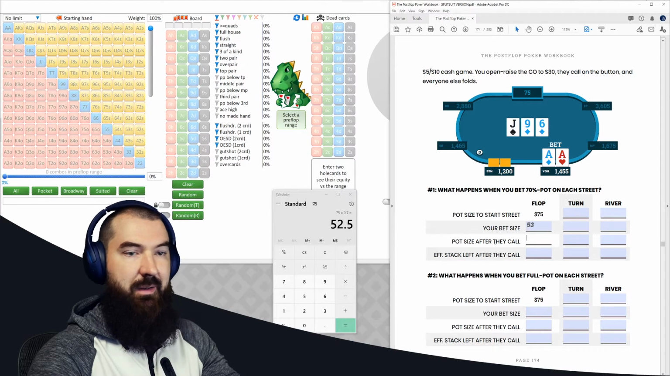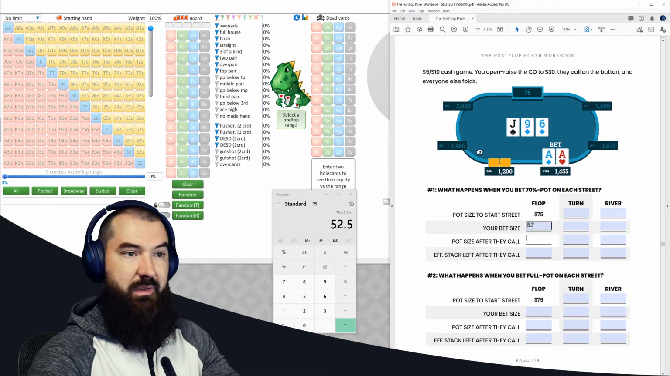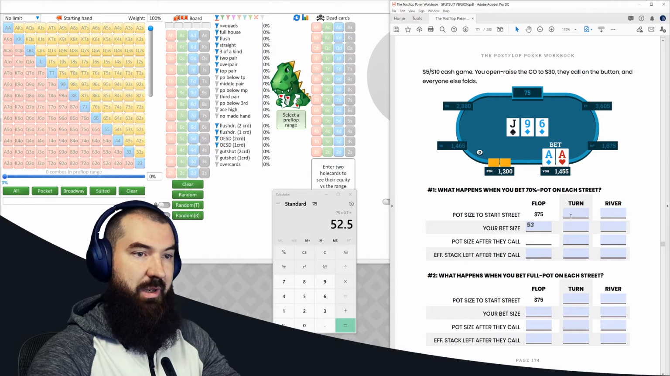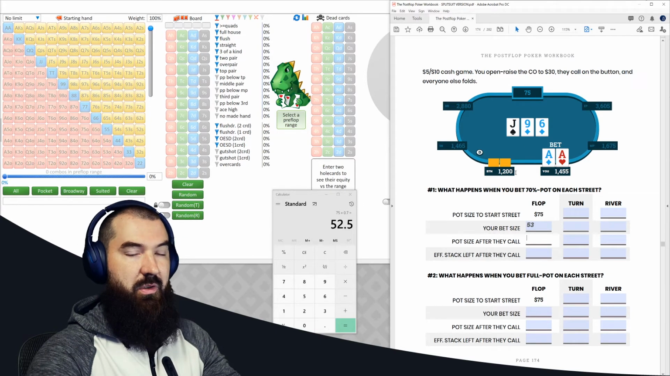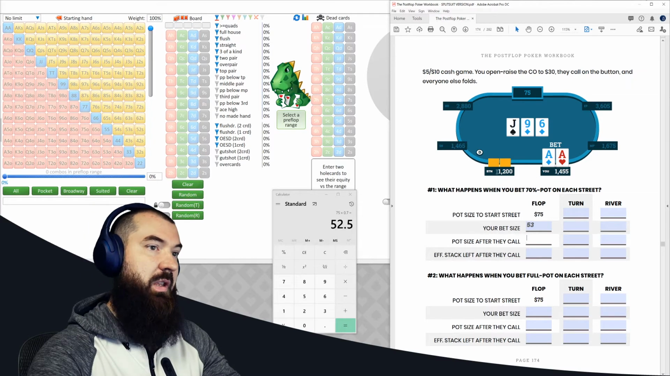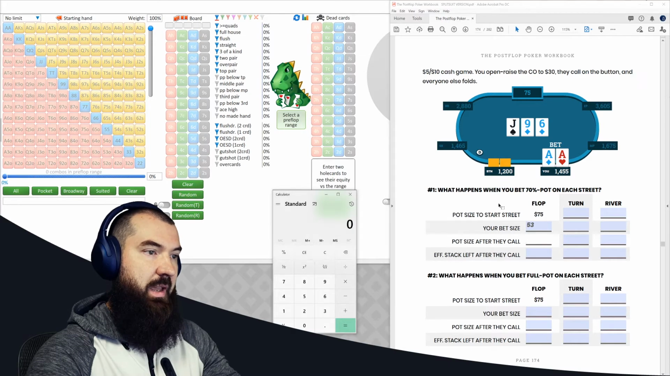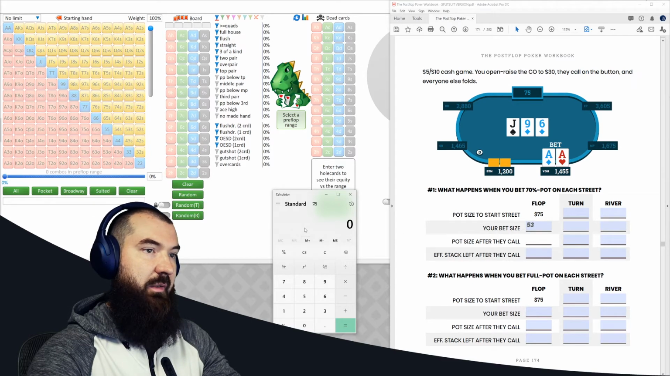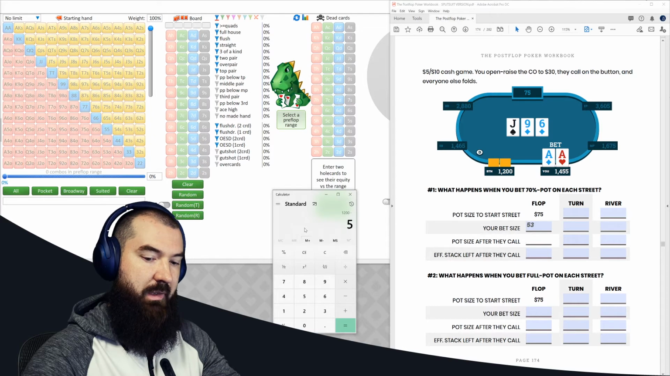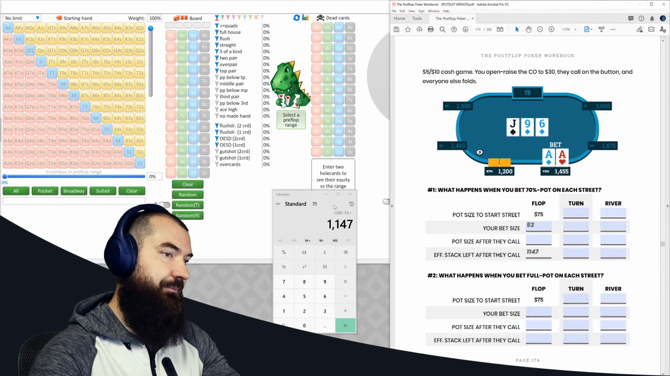And obviously the pot size after they call is going to be 53 times 2, right? Our bet plus their call, plus the original 75, and that's going to be the exact same number you get here that goes right here, pot size to start the next street. And then the effective stack left after they call, well, we have to do the effective stack, so it's the smallest of the stacks involved right this moment. The button has 1200, we have 1455. Well, that means they have the smaller stack, and as such, the effective stack is 1200. So in order to find out the effective stack left after they call, we would do 1200 minus 53, because that's how much they would call right this moment, and that gets us 1147. Perfect.